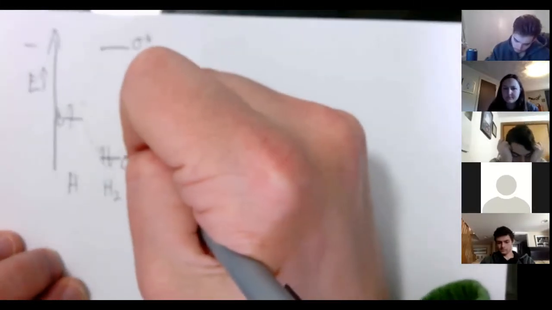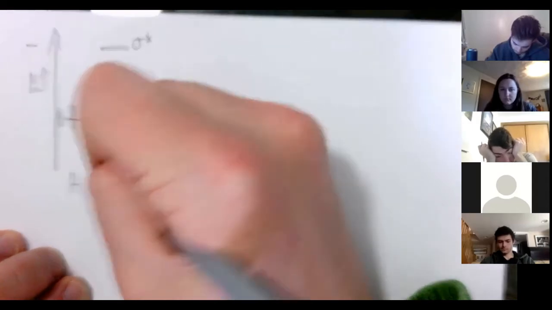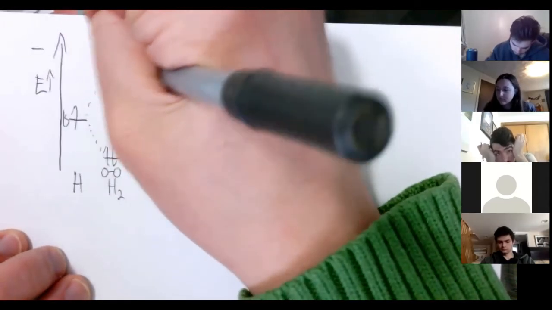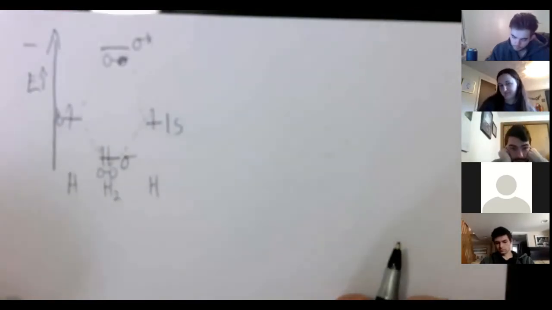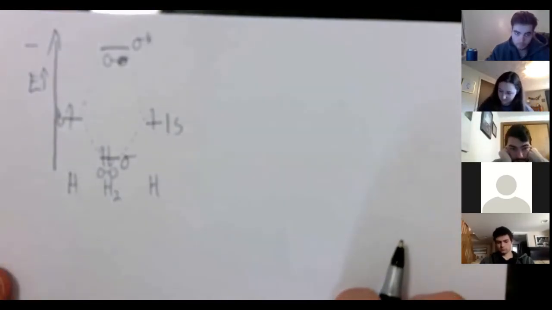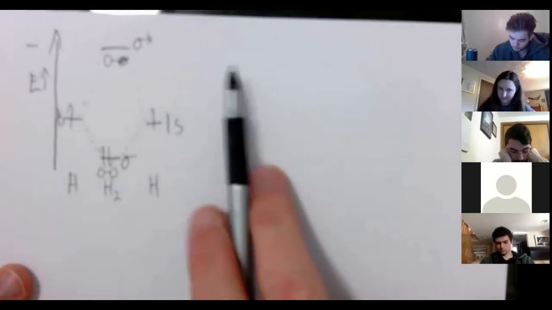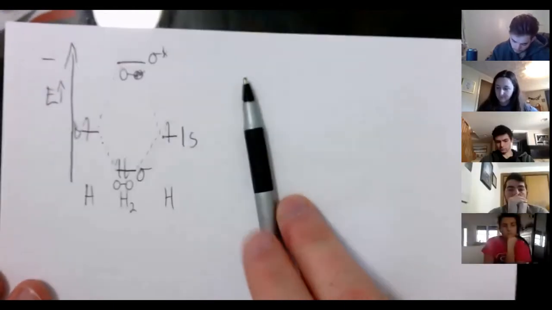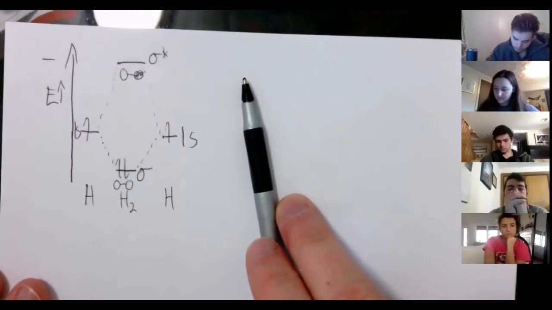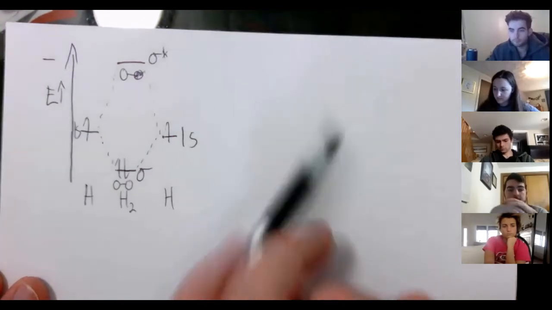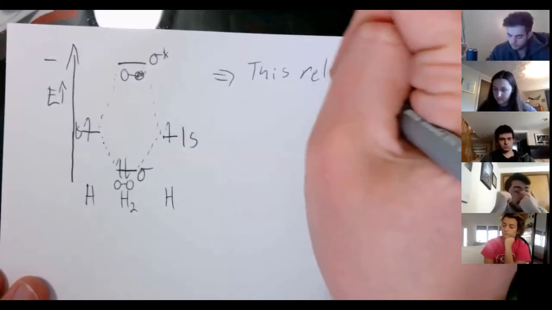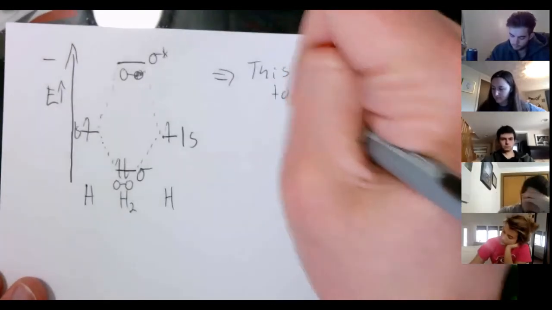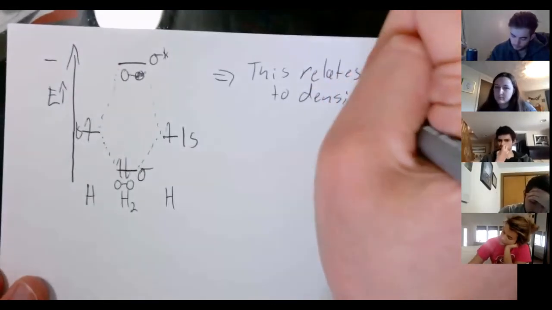We know that the orbitals of the bonding one are in phase with one another. In this case, they're out of phase. Right? And this relates directly to the density of states.